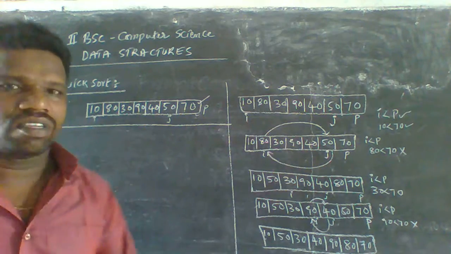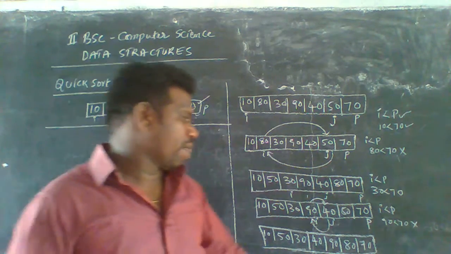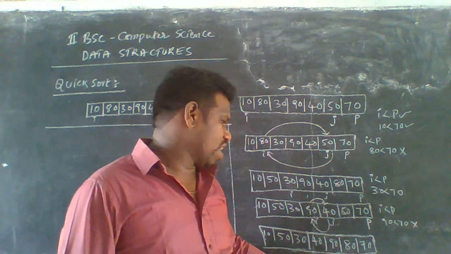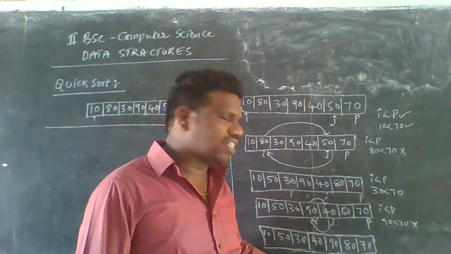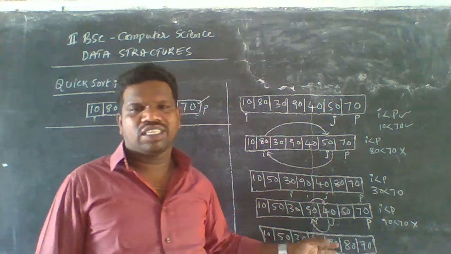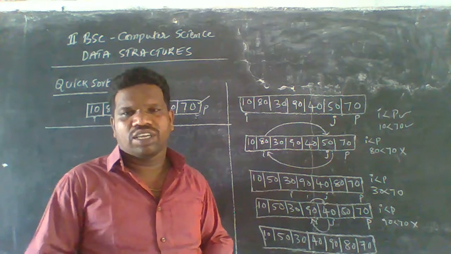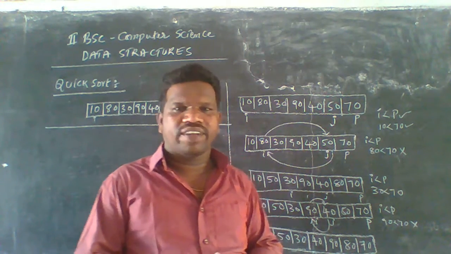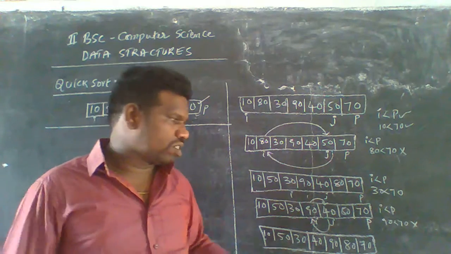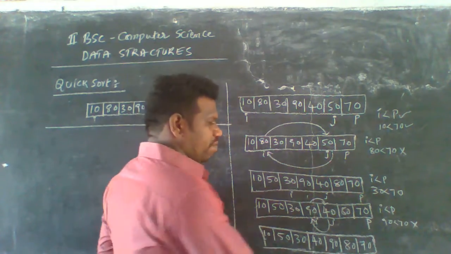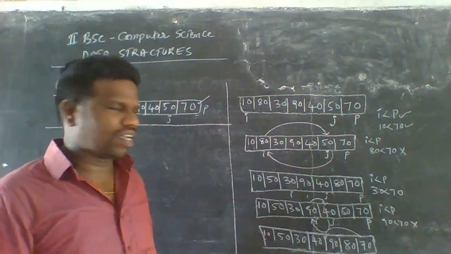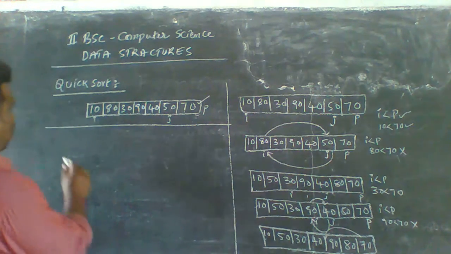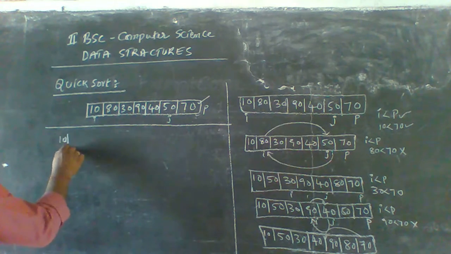We have to take this pivot number in between the i and j values here. Whenever the situation occurs that the i and j values have crossed, we take this pivot number and place it between the i and j values here. Okay, so it can be transferred into the 50.